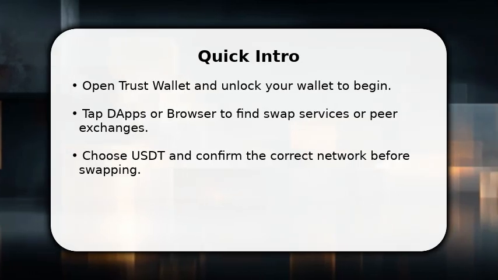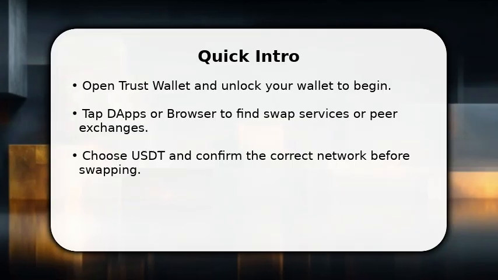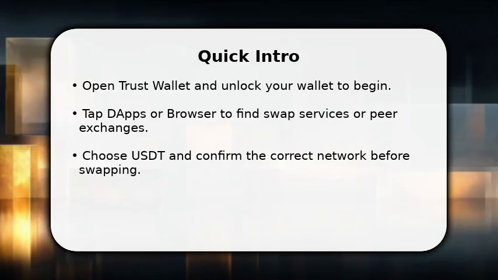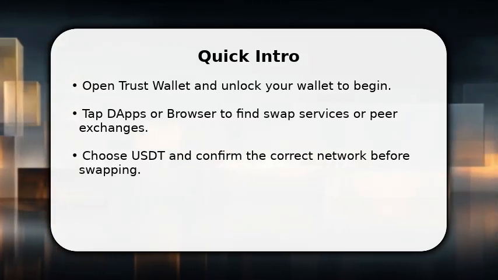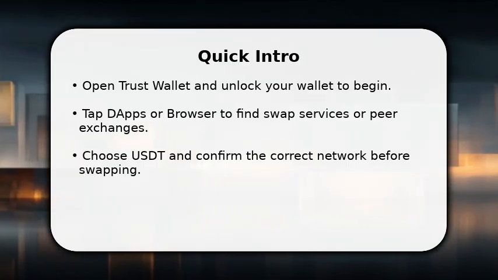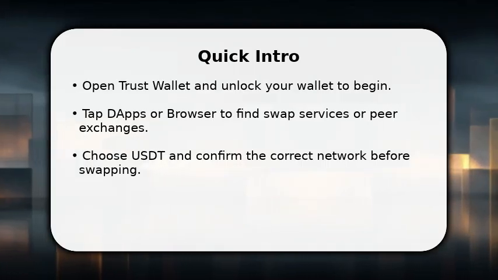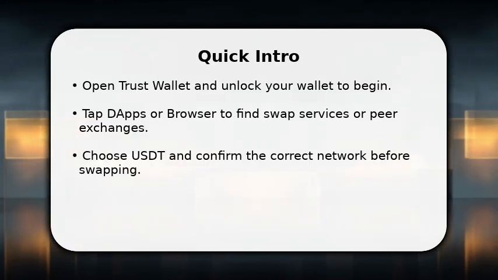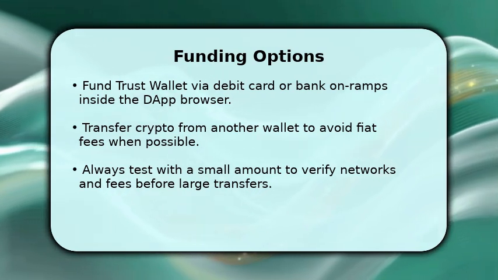Enjoy the video. In this video, I will show how to buy USDT with Trust Wallet. Open Trust Wallet, unlock it, and tap DApps or browser to access swaps and exchanges within the app. Next, connect a payment method like a debit card or use crypto you already own. Review the fees, confirm the USDT network, ERC20, BEP20, or TRC20, set slippage if needed, and complete the swap by confirming the transaction.